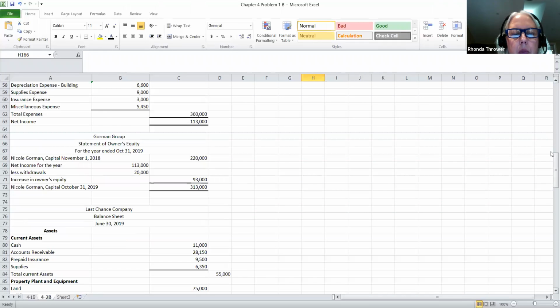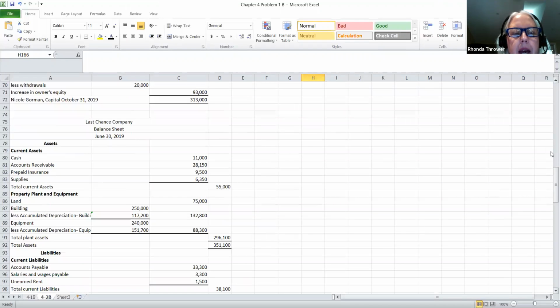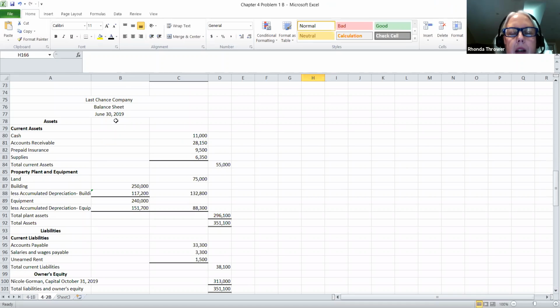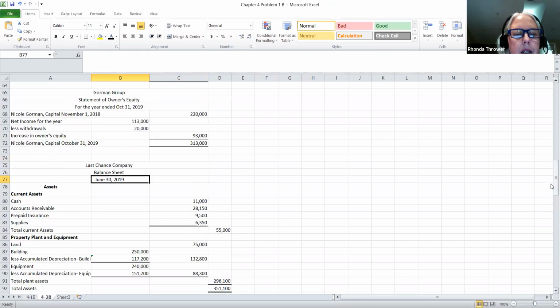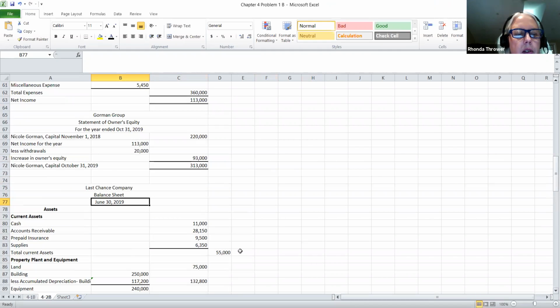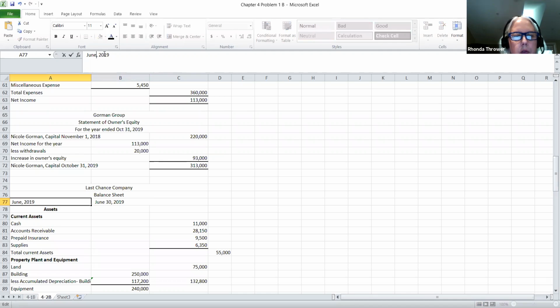The next financial statement that we're going to prepare is the balance sheet. And notice on the balance sheet heading, the balance sheet is prepared for 1 day and 1 day only. It's a picture of the company's financial position or condition as of June 30th. That shouldn't be June, that should be October 31st. So let me change that date there. So just bear with me here while I get it changed.